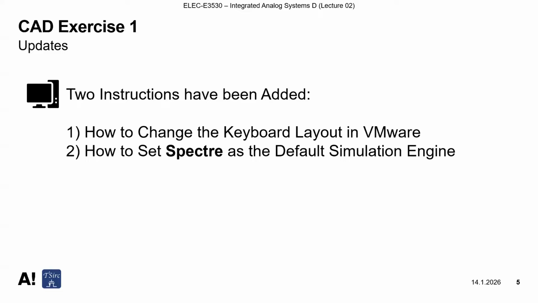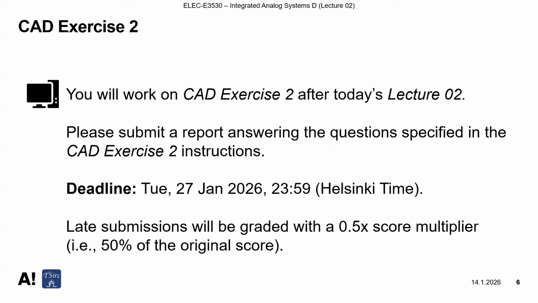Okay, so for the CAD exercise 1, there are some updates. Two instructions have been added. The first one is how to change the keyboard layout in VMware. When you access VMware, by default it will be set to Finnish keyboard layout, but if you are an international student, it will be helpful to check it. The second is how to set Spectre as the default simulation engine. This will also be helpful for going through CAD exercise 2.